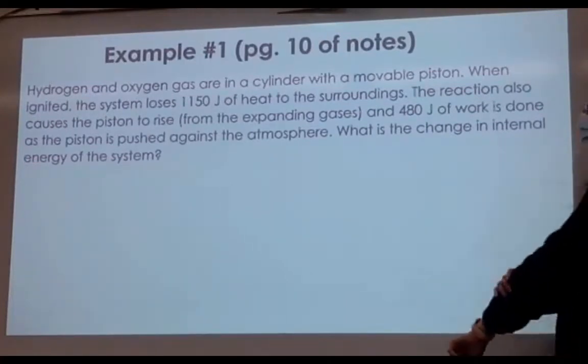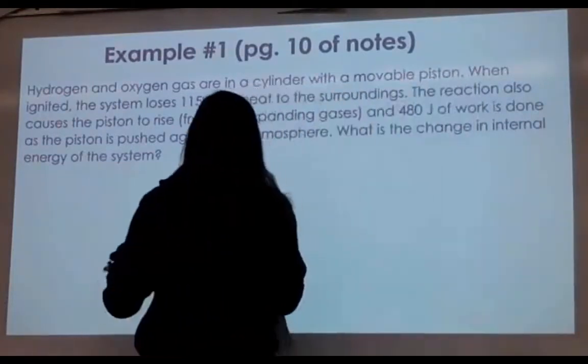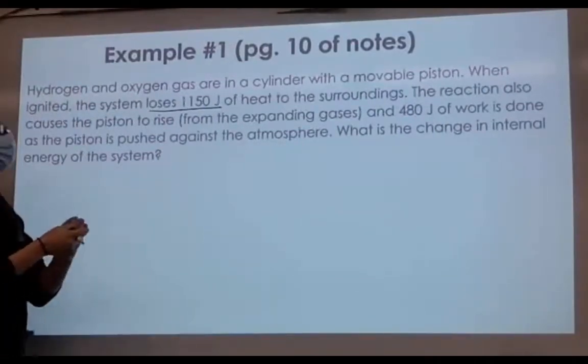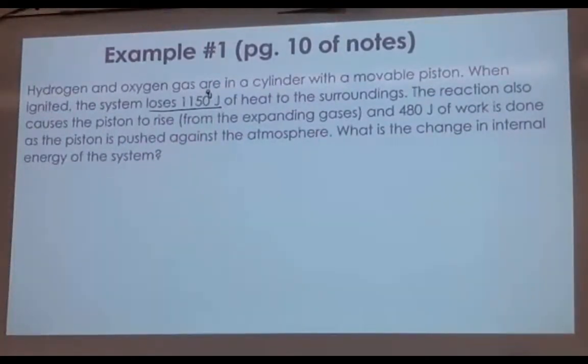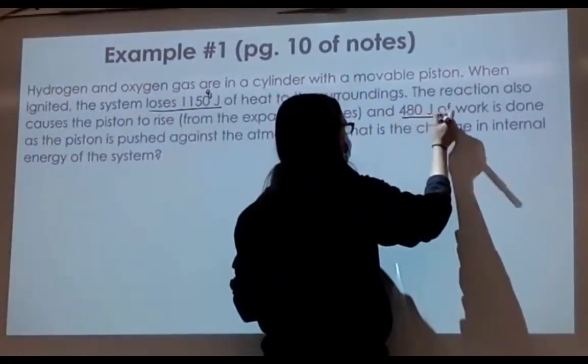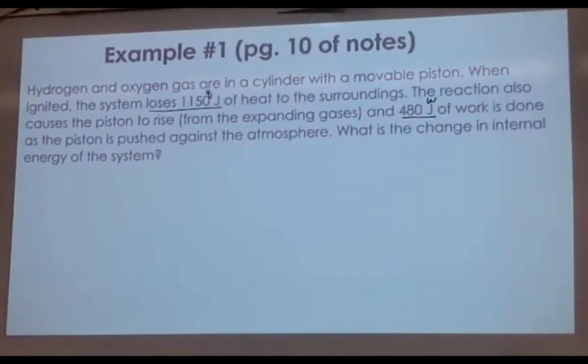This is actually going back to 2.1 and 2.2. So this says hydrogen and oxygen gas are in a cylinder with a movable piston. When ignited, the system loses 1,150 joules of heat. So heat is Q. I'm going to label this Q. The reaction also causes the piston to rise, and 480 joules of work, okay, so work I know is W, is done as this piston is pushed against the atmosphere. What is the change in internal energy of the system? Change in is delta, internal energy is E, so we're looking at delta E.